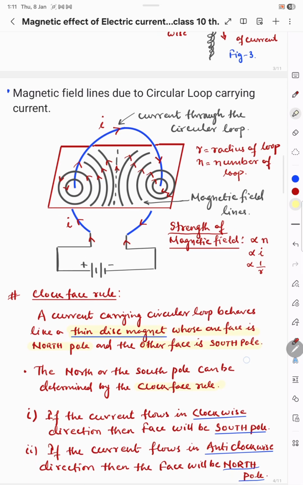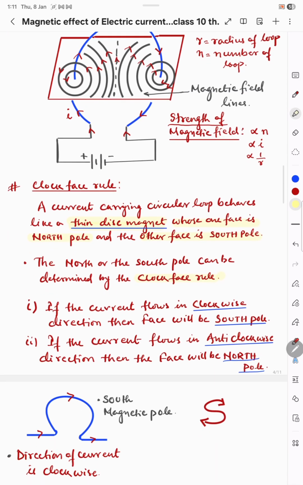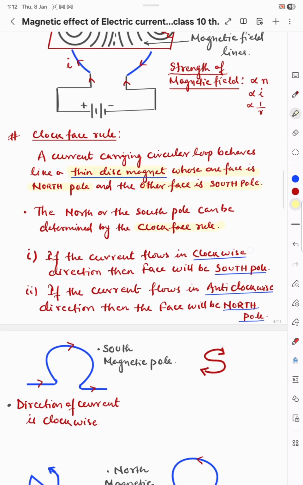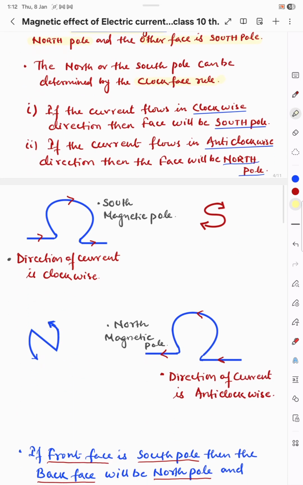Okay. So now if the current flows in the clockwise direction, then the face will be south pole. And if the current flows in the anti-clockwise direction, the face will be the north pole. So you can see in this diagram also. Here the current is flowing through this loop. So the direction of current is clockwise. When the direction of current is clockwise, we have this south pole being generated. Okay, and when the direction of current is anti-clockwise, we have this north pole which is being generated.